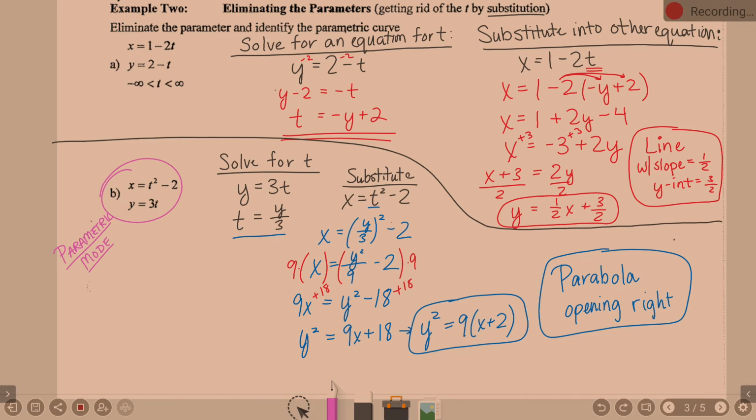Whoa. What happens now that you're in parametric mode with your y equals button? No wonder these things are so confusing. When you go into your y equals mode, you have x equals and y equals. So I can type in x equals t squared minus 2 and y equals 3t.